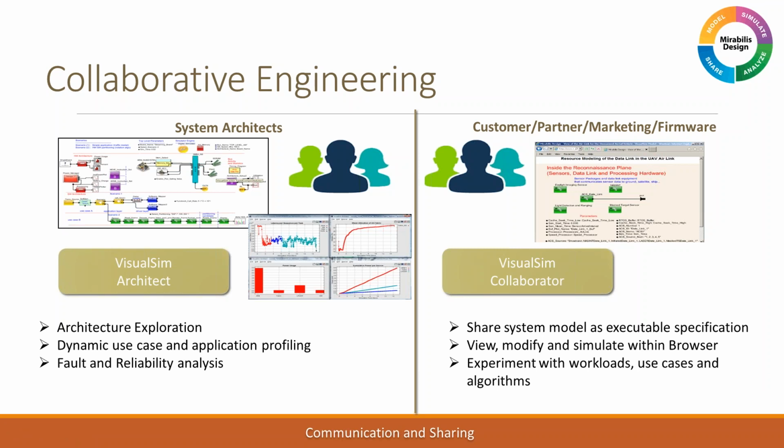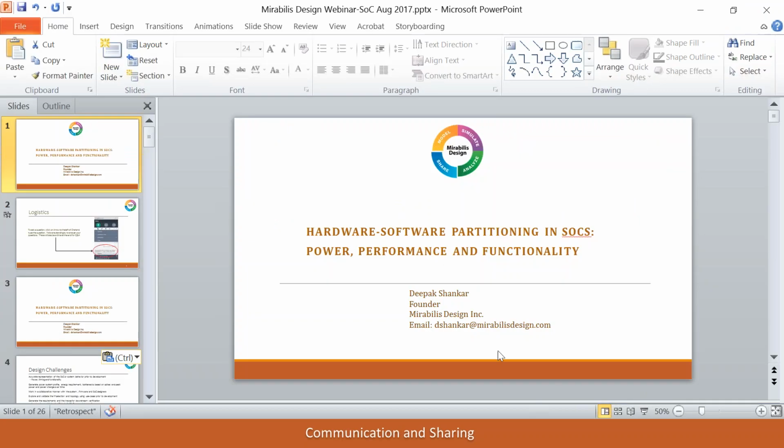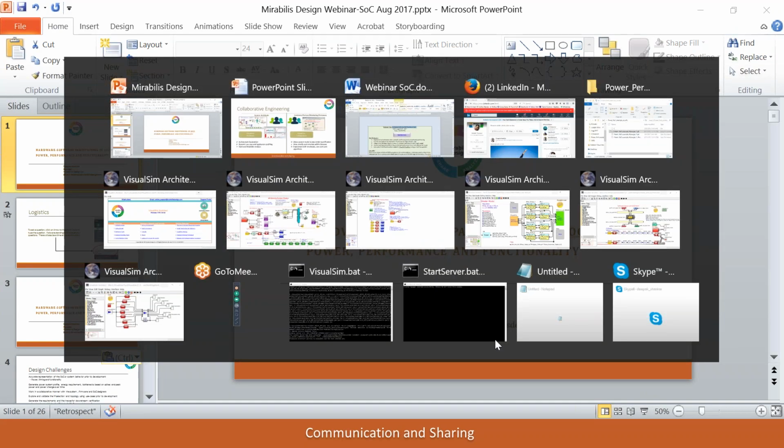One of the key things about VisualSim is collaborative engineering. How can I extend the role of system engineering to go beyond, to incorporate partners, customers, firmware groups, systems groups, and so on? The way to do that is to take the models and make them available to everybody else in the product development chain.